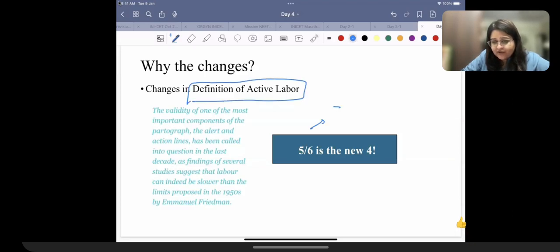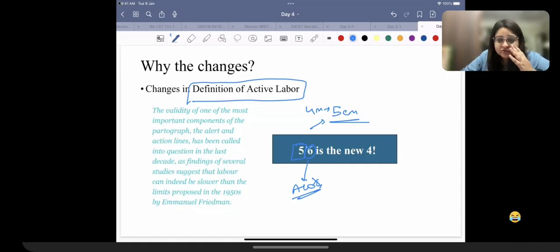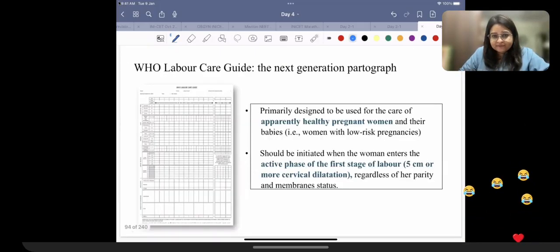So what was earlier 4 centimeters is now 5 centimeters. So they had to change it. Okay? And Americans say ACOG says 6 centimeters, but we're not following Americans. We are following 5 for now. Once we adjust to 5, then we will come to 6, right? So we are still in that change. We're trying to understand. But remember, 5 is the new 4.